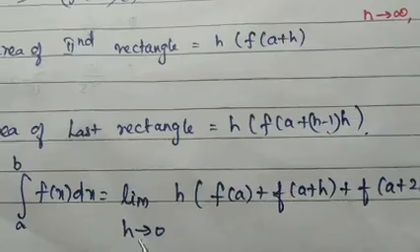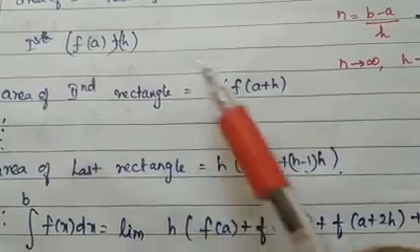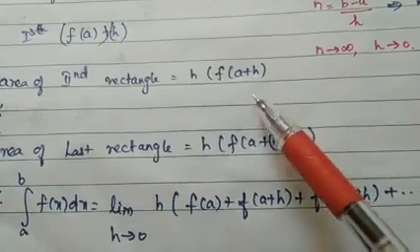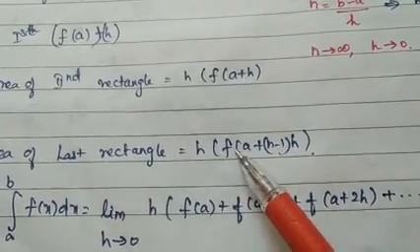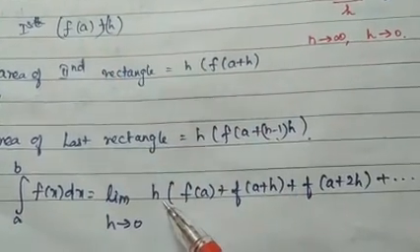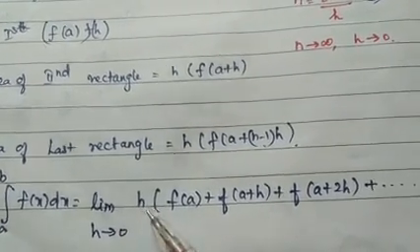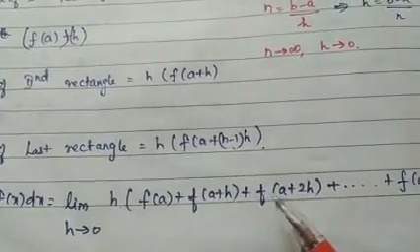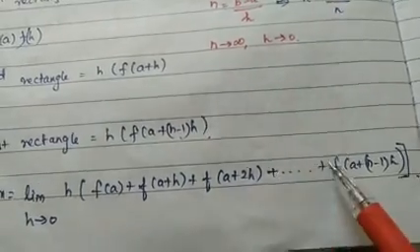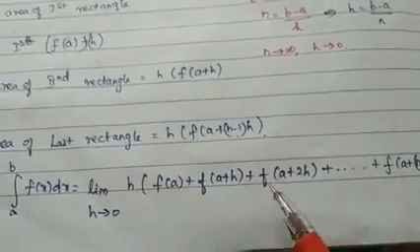Here we are applying the small value, so we are considering that h value is nearer to 0. Therefore, the first rectangle is h into f of a. The second rectangle is h into f of a plus h. Like that, so many rectangles, till h into f of a plus n minus 1 into h. In this h is common, so this h I have taken outside. Therefore, h into limit h tends to 0, h into f of a plus f of a plus h plus f of a plus 2h, up to, only 3 dots you need to keep here, plus f of a plus n minus 1 into h. That is the formula for limit of a sum.